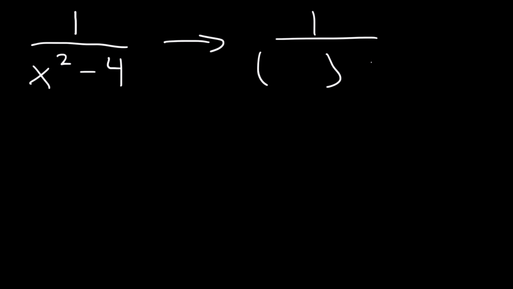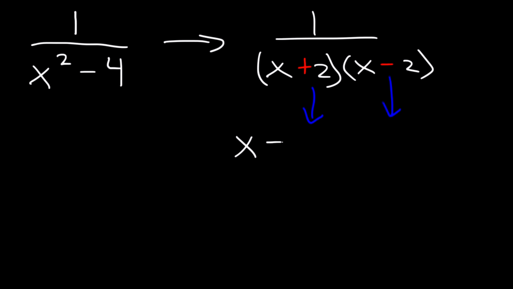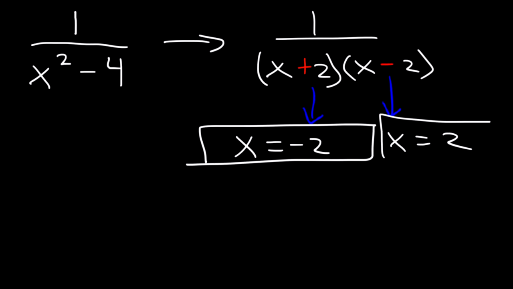What about this one? 1 divided by x squared minus 4. What are the vertical asymptotes found in this rational function? What we need to do is factor using the difference of perfect squares technique. The square root of x squared is x, and the square root of 4 is 2. And so it's going to be x plus 2 and x minus 2. So we can see that the vertical asymptotes are x equals negative 2 and x equals positive 2. So sometimes you need to factor in order to find it.